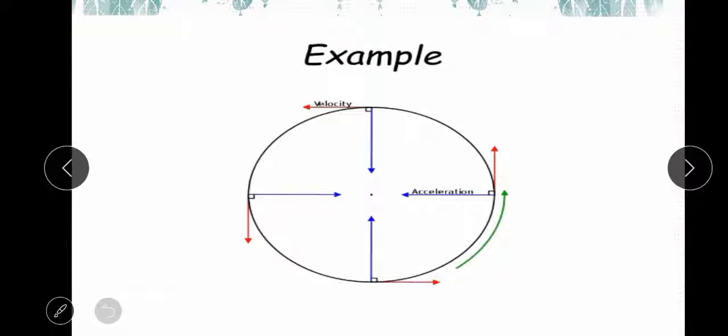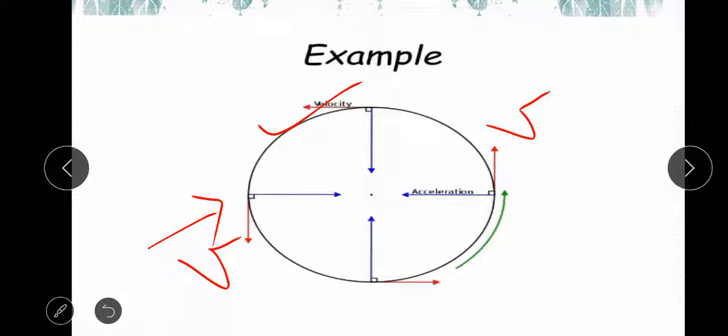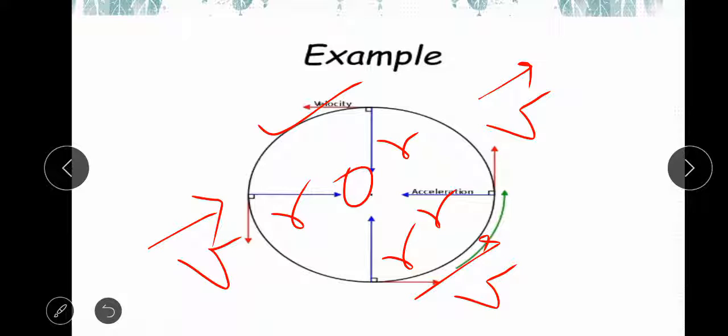Now, this is an example of circular motion where velocity can be seen here. Tangents are given to represent the velocities at different positions, and accelerations are given inwards towards the center of the circle. This acceleration is also known as centripetal acceleration, meaning an acceleration working towards the center of the circle.